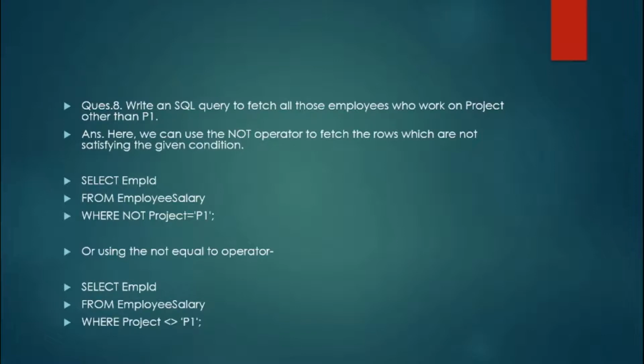Okay. So you can see here we have used select employee ID from employee salary where NOT project equal to P1, or we can use where project, this is the symbol for not equal to, P1. So you can use either of the two ways. Either you can use NOT project equal to P1, or you can use project not equal to P1.